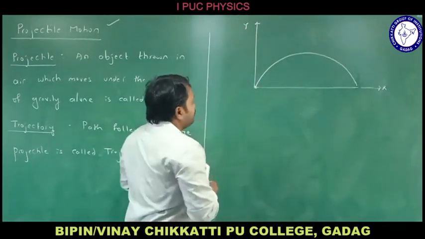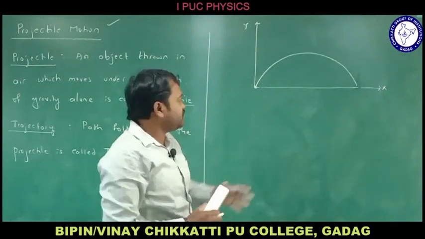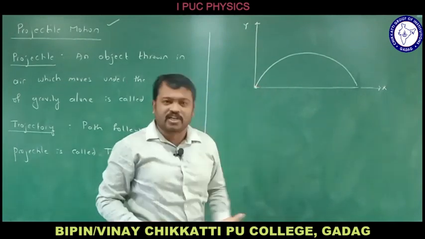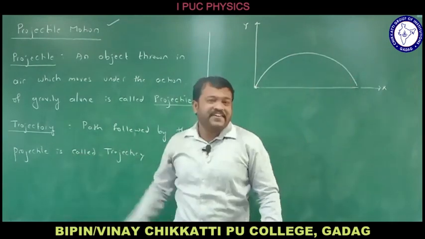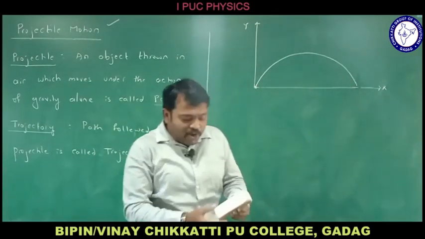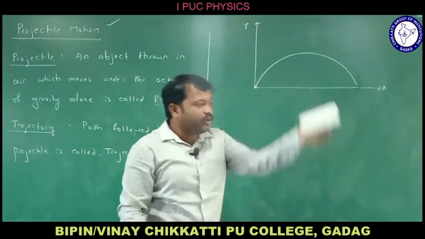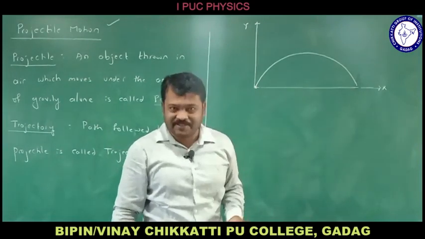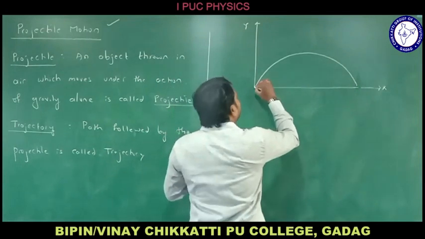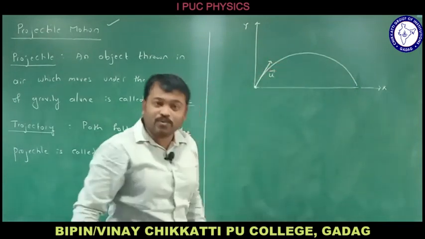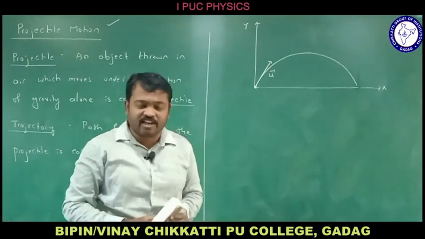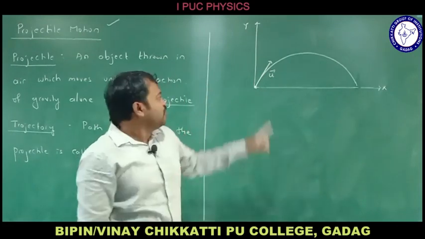Okay, now what we need to understand here is the object is called a projectile, and the path traveled, or the path traced, is called a trajectory, right? So when you kick the ball or when you throw it, we are giving a certain velocity to it. That velocity is tangential, and we represent it as u. U is the initial velocity that we are giving to that object.